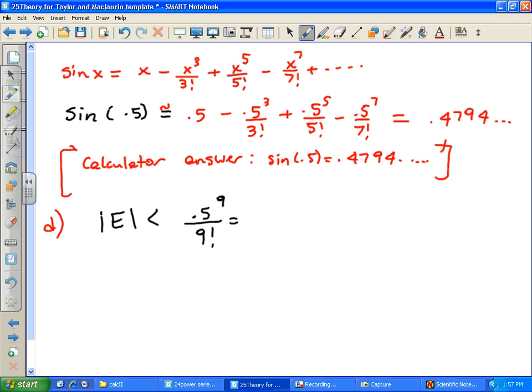Let's see if anybody can evaluate that. 0.5 to the 9 divided by 9 factorial. And your factorial key is under the Math Probability menu. Do you see something like e to the minus 9? So it's a very, very small error that we did very well here. So we get 5.38 e to the minus 9. So that's an extremely small error. So we know that this estimation, adding just the first 4 terms, is a really good estimation.